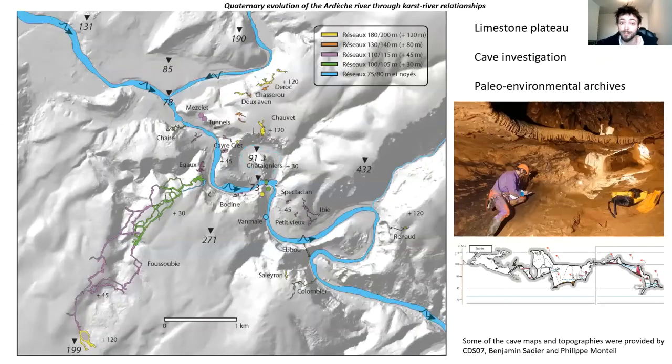Fortunately, it is located in a limestone plateau. So we did some cave investigations, because some of them contain paleo-environmental archives, such as speleothems or fluvial deposits.